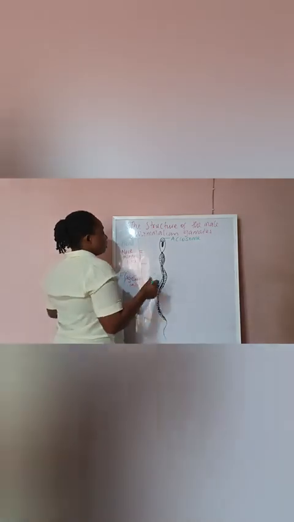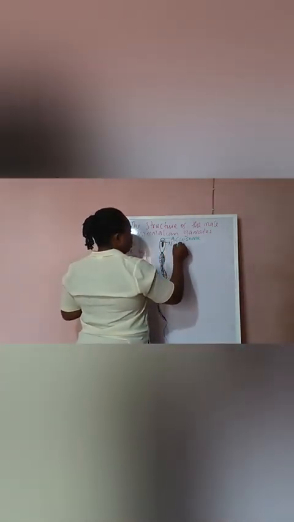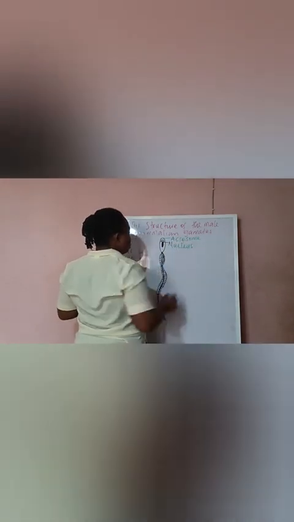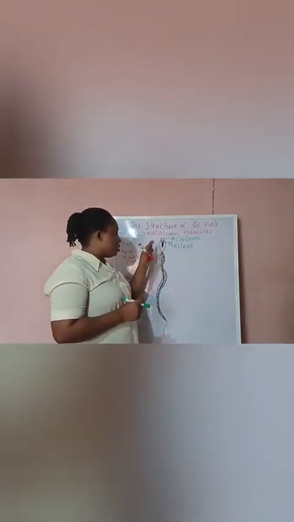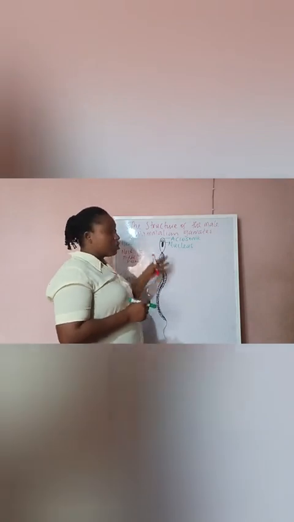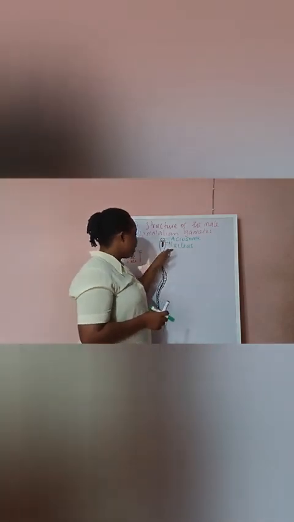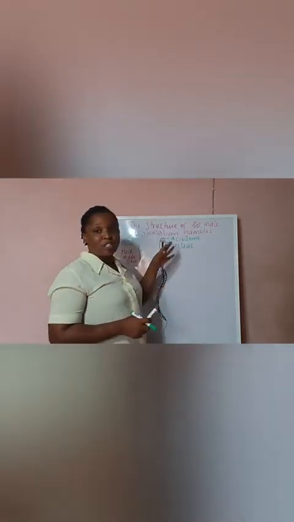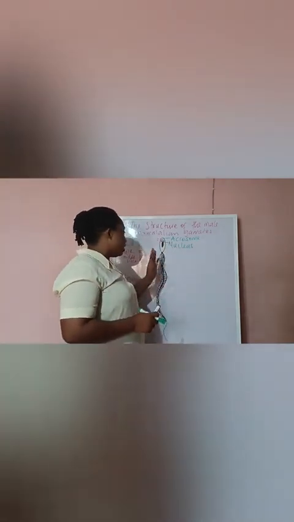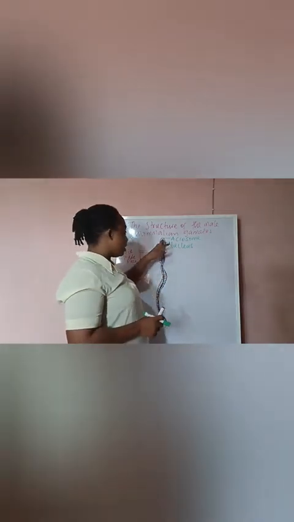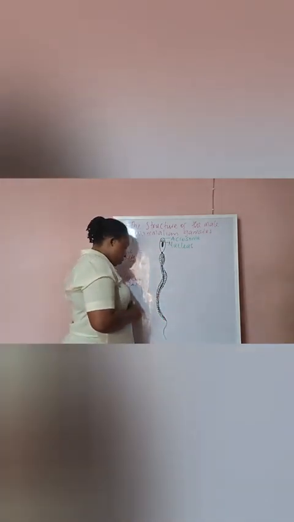We have the nucleus. From what we know from our cell, the nucleus holds the genetic information. It contains the DNA, all the information that the sperm carries. All the genetic information is located in the nucleus.